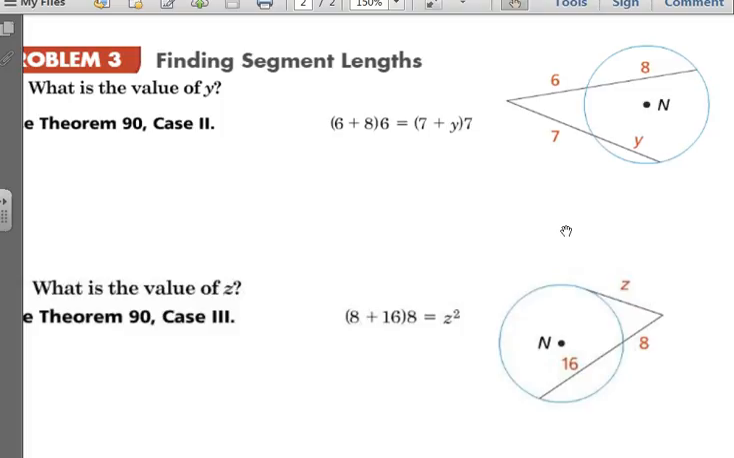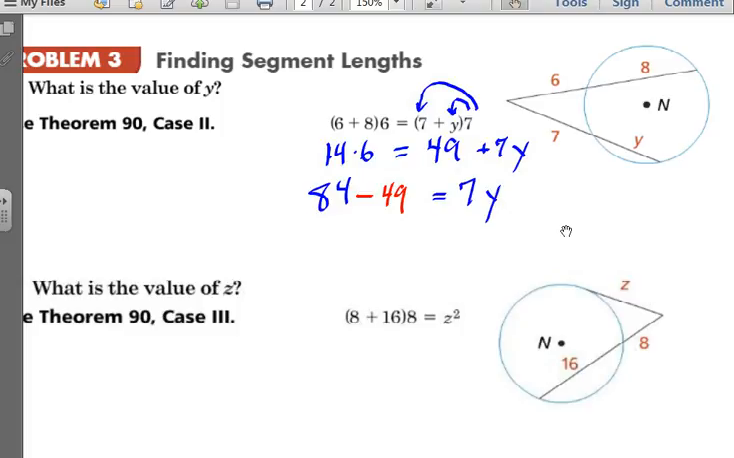6 plus 8. 14 times 6 is 84. Now we have an unknown. When I distribute here, what do I get? We have 49 plus 7y. So the 7 goes to the 7, and the 7 goes to the y. So check that you distributed that correctly. I then can take my 49 away from both sides. Minus 49 will equal my 7y. 84 minus 49? Well, if it was 84 minus 50, it'd be 34, so it's actually 35. What would y be? 5. So this section has to be 5.